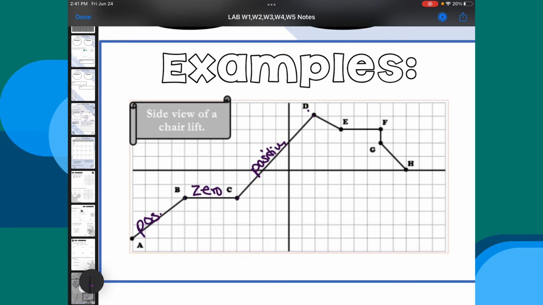From D to E, you can notice now we've changed direction and going down, so this would be a negative slope. From E to F, we are not going up, we're not going down, so this would be a slope of 0. From F to G, we're going straight down. That part of the line has an undefined slope. And then from G to H, we're going down, so that would be a negative slope.